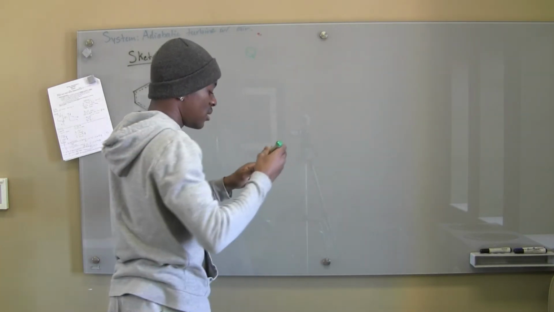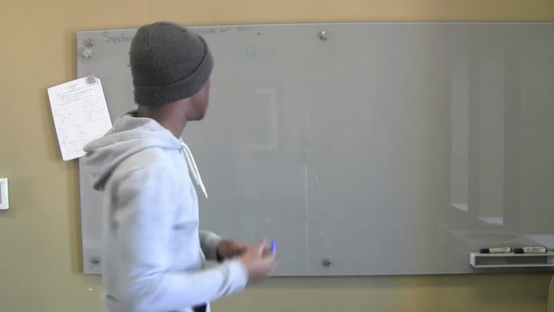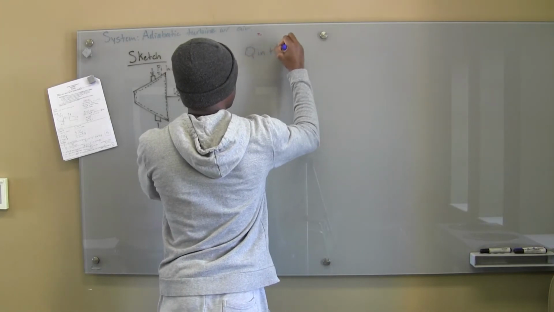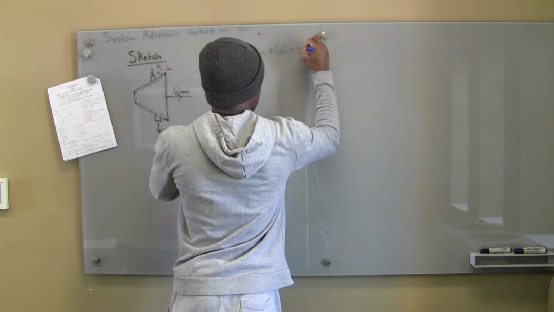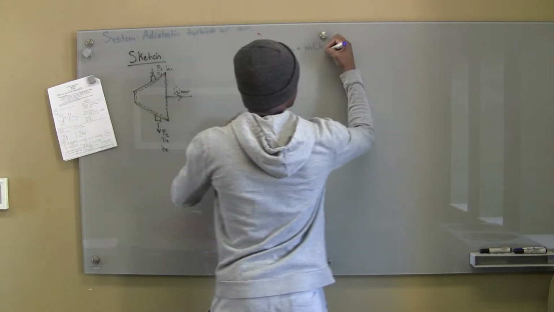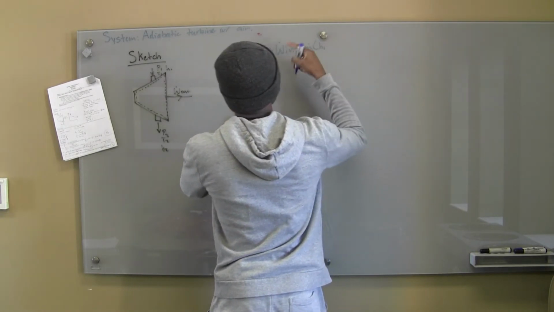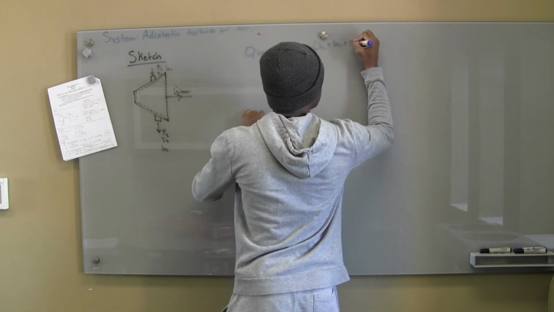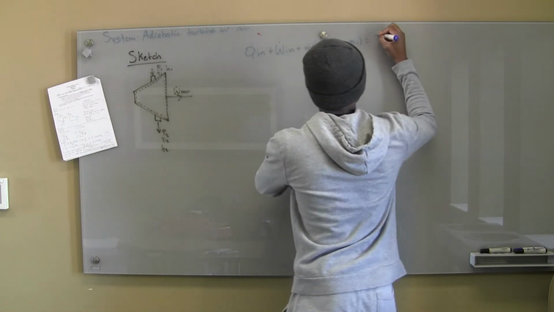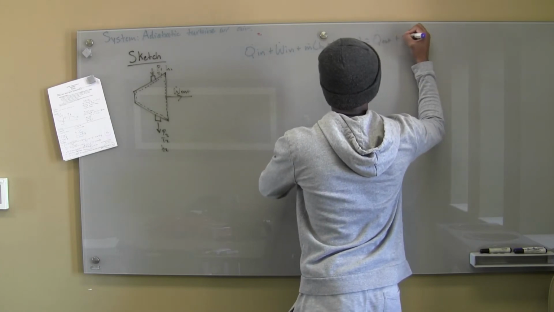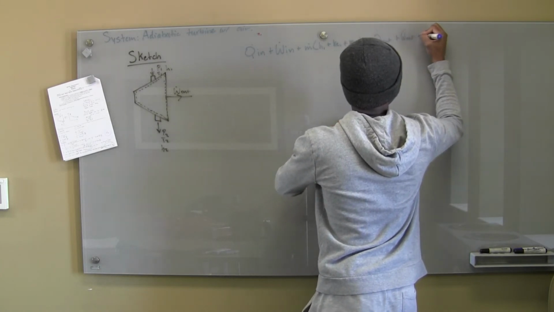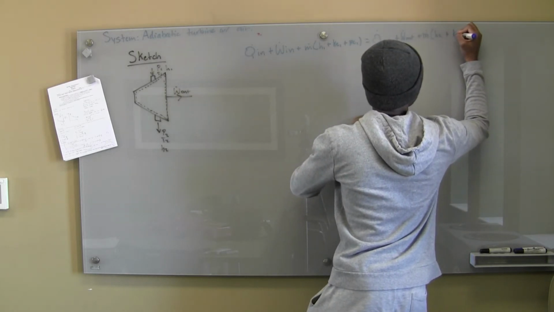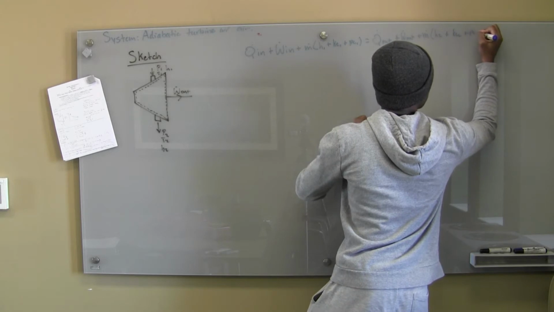So we know that we have Q dot in, I'm just going to write it in blue. Q dot in plus W dot in plus m dot h1 plus KE1 plus PE1, and that's all equal to Q dot out plus W dot out plus m dot h2 plus KE2 plus PE2, right?